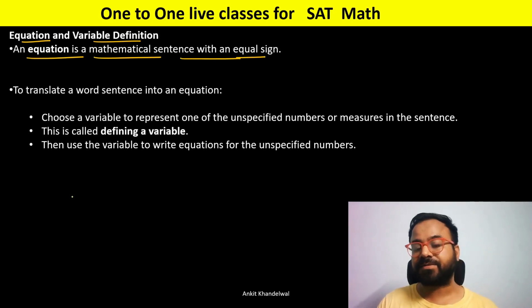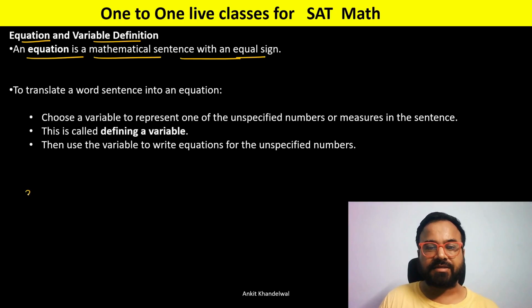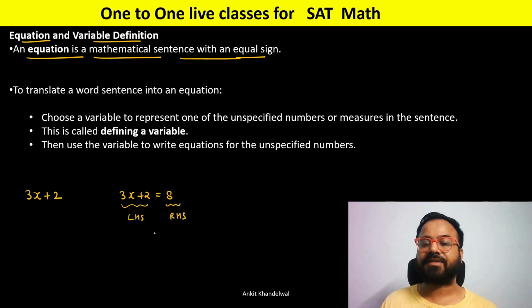Generally the difference between expression and equation is, suppose I say 3x plus 2, this is only an expression, which we have covered in chapter number 1. But if I write 3x plus 2 equals anything, let's say 8, this becomes an equation because there is an equal to sign over here. This part is called the left hand side and this part is called the right hand side.